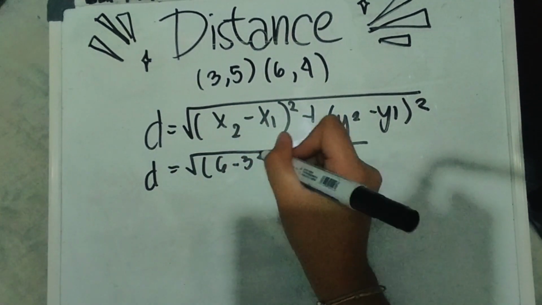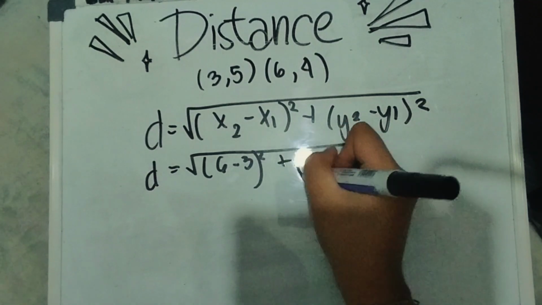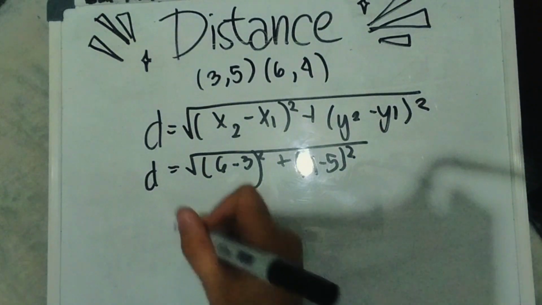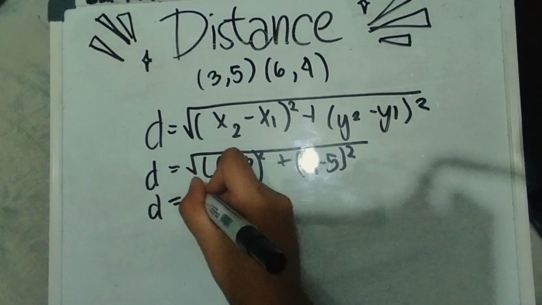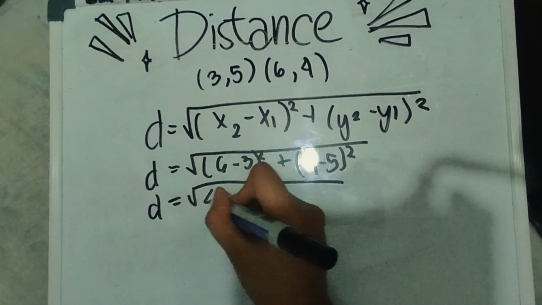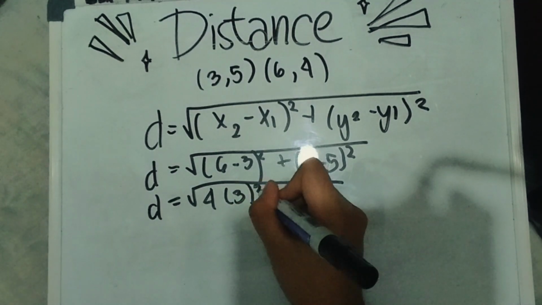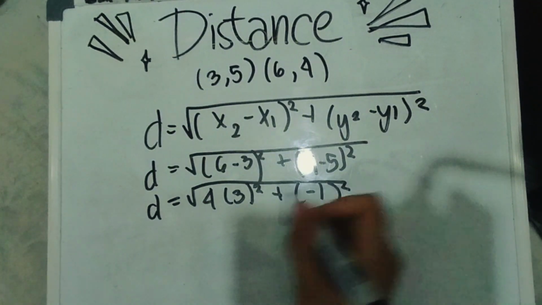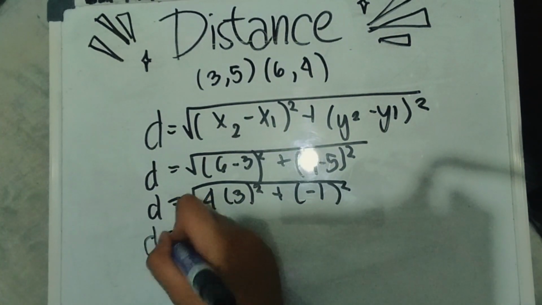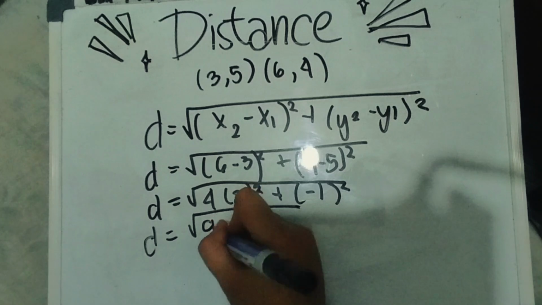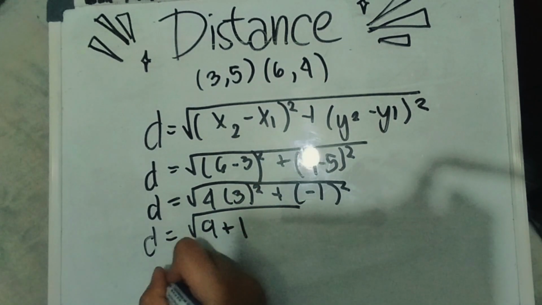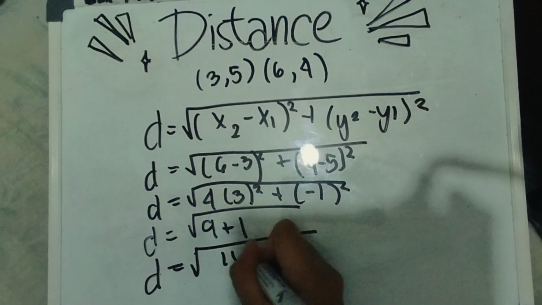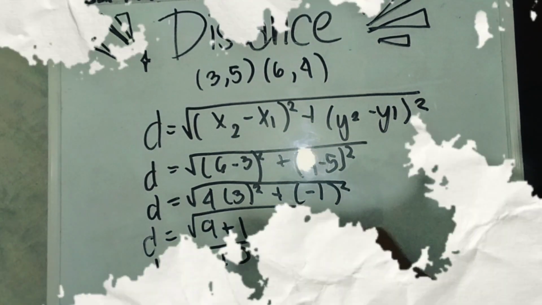Now, let's substitute the coordinates into the formula. D is equal to 6 minus 3 squared plus 4 minus 5 squared. Now, let's simplify the terms inside the parentheses. D is equal to 3 squared plus negative 1 squared. Then, let's square the results. D is equal to 9 plus 1 is equal to 10, which is the distance between the points 3, 5 and 6, 4, approximately 3.16 units, or D is equal to the square root of 10.